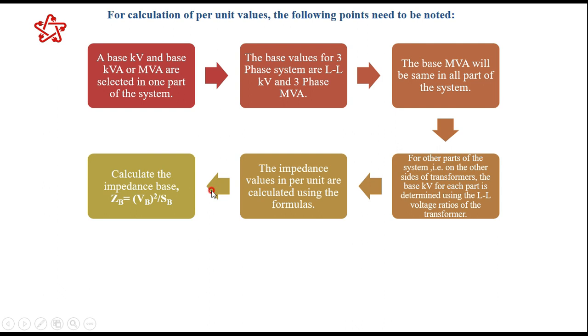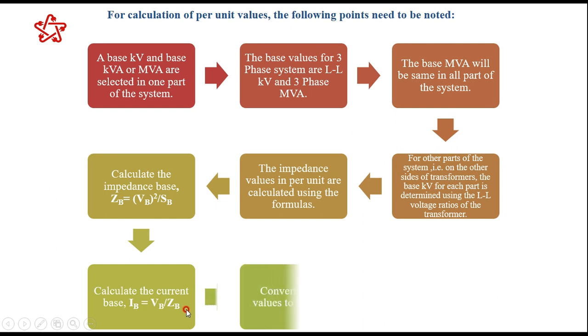For the calculation of the impedance, you have already derived the equation. Base impedance can be calculated as VB square by SB. Using this, you have to find out ZB. We know the actual value. Actual value divided by this base value gives the per unit value. The base current can be calculated as IB is equal to VB by Z. These are the same calculations we are using to convert actual values to per unit. It is a very simple process.